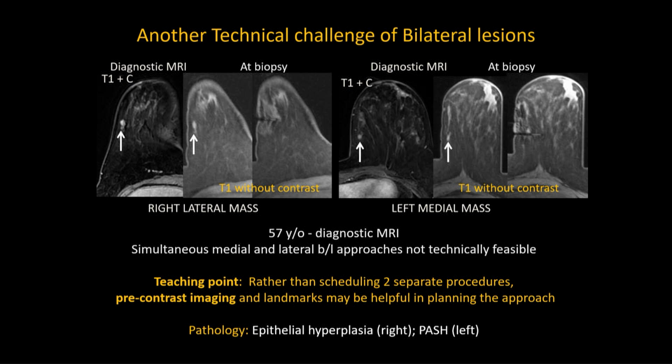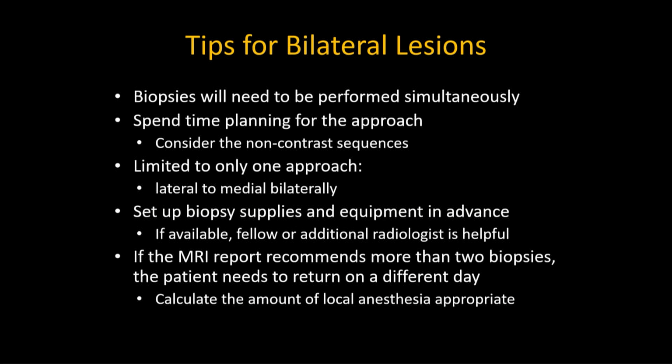In this case, we actually used our non-contrast images to help us. Pre-procedural planning is important. Look at your non-contrast imaging. If you can find the findings safely, of course you want to be able to see your finding well, you can use non-contrast imaging to help target the lesion, and that's what we did in this case. It was actually serially done, starting off with the right lateral mass and then the left medial mass. These were both benign.